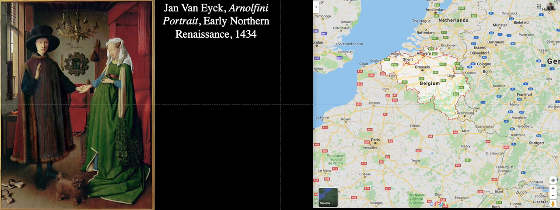Now, the artist whose work we're looking at here, his name is Jan van Eyck, and Van Eyck is from primarily the town of Bruges up here. Bruges is a fantastic place. You absolutely should go and visit. And this work was done in 1434 in what we call the early Northern Renaissance.